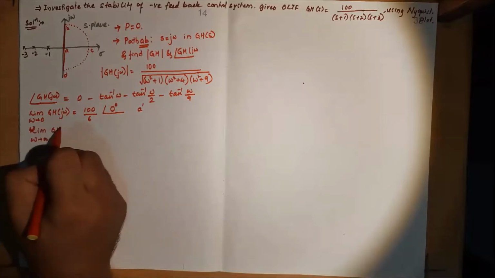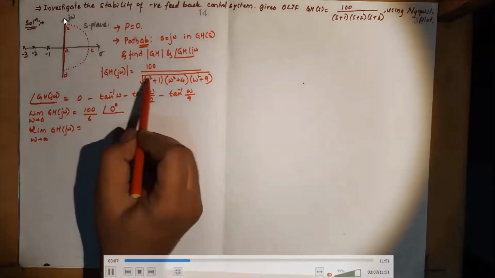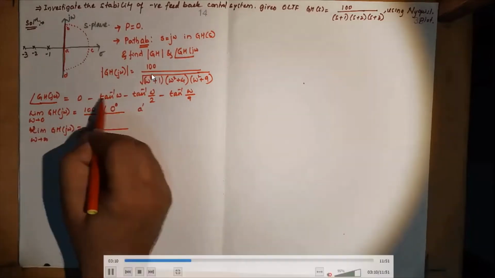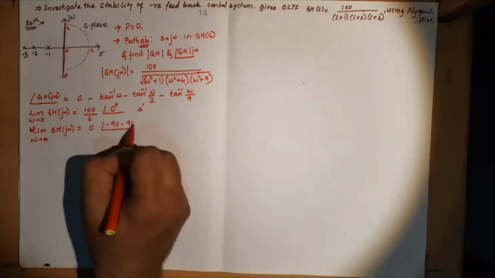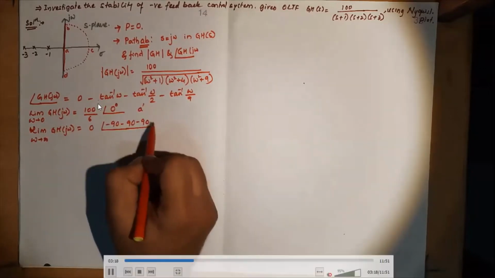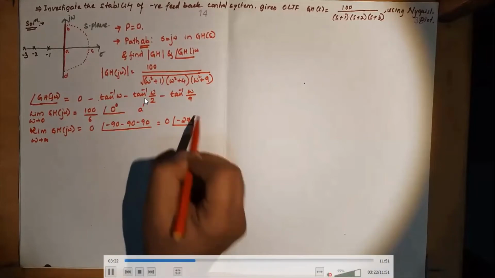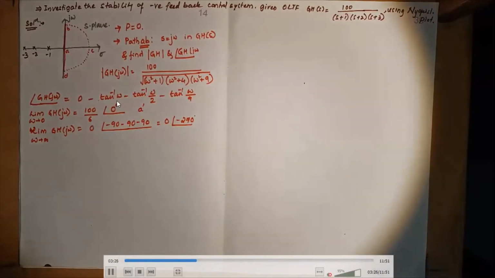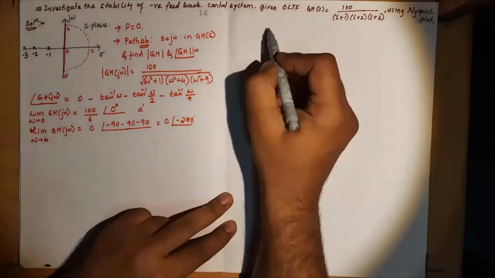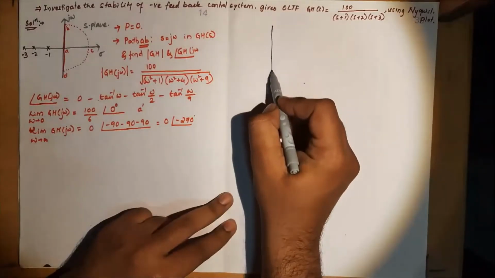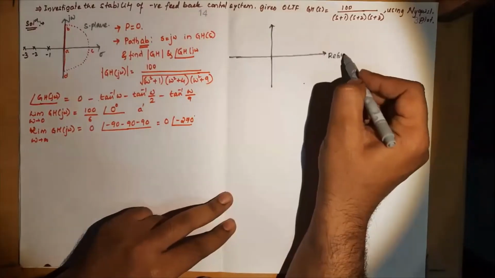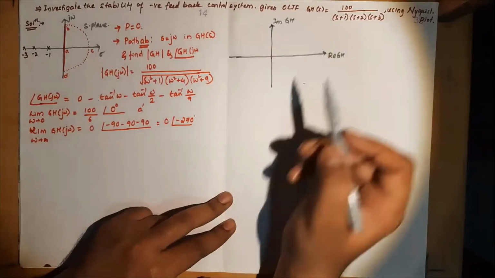Then the second point is as omega tends to infinity, that is point B. When omega tends to infinity, we have omega in the denominator, so magnitude is 0, whereas phase angle is minus 90, minus 90, minus 90. Tan inverse of infinity gives 90 each, so we get 0 magnitude and 270 degrees with a negative sign. So let me represent this particular path on the GH plane.